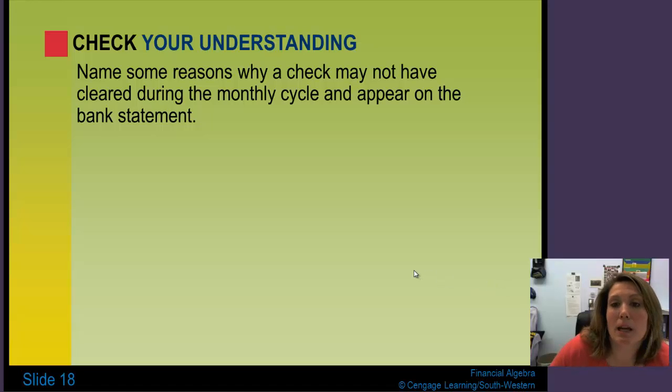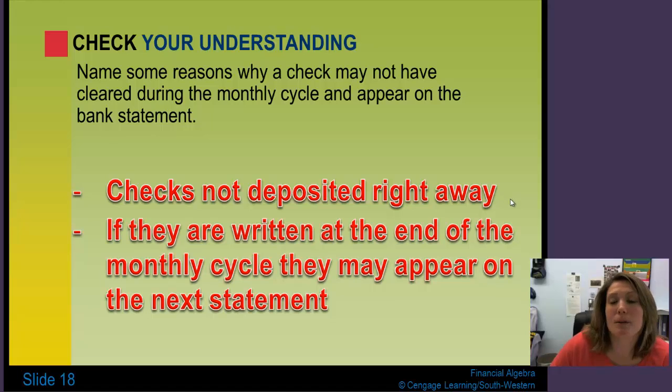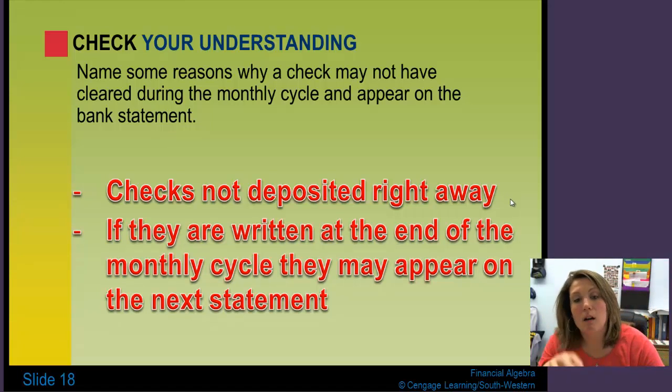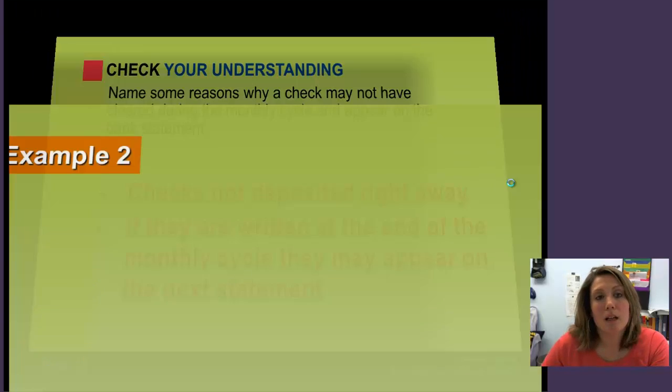Name some reasons why a check might not have cleared during the monthly cycle and appear on the bank statement. Well, some businesses, they don't take their checks and deposit them every night. So that will actually slow down the process of the money coming out of your account. Also, if you write a check towards the end of the monthly cycle, that means that the bank's not going to have time to process them and print that out on your bank statement for the end of that month. So you'll generally see it on the next statement.